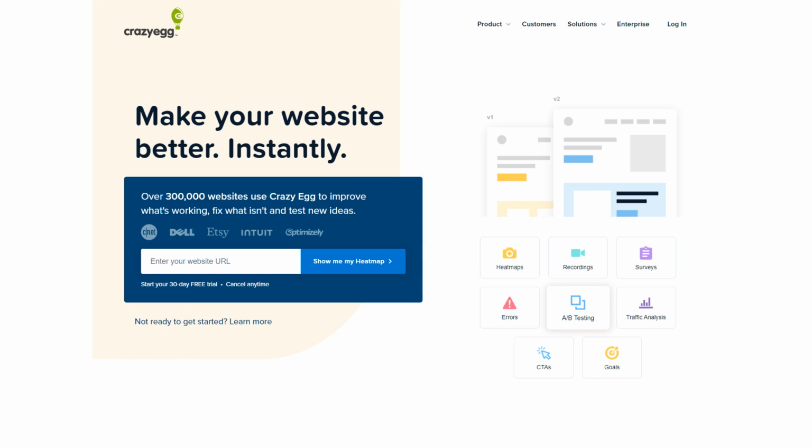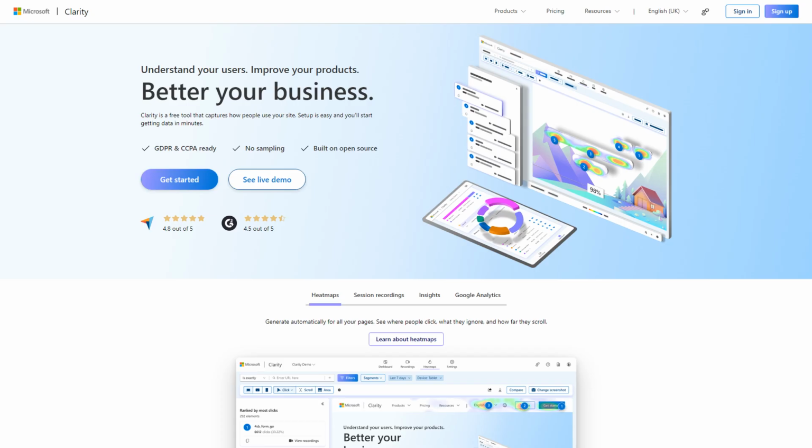There are various tools out there that help you with heat mapping. You'll recognize some of the names: Crazy Egg, Hotjar, Microsoft Clarity is quite a good one as well. So plenty of them out there to get you started.